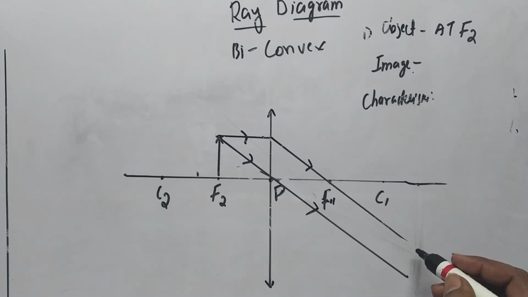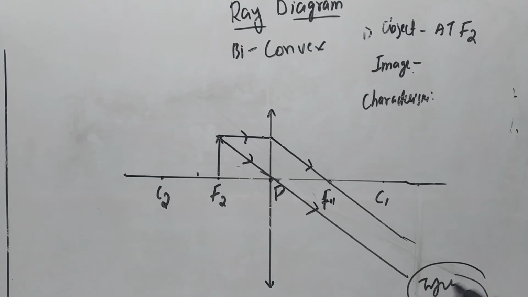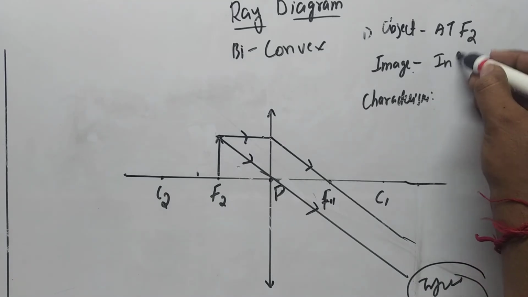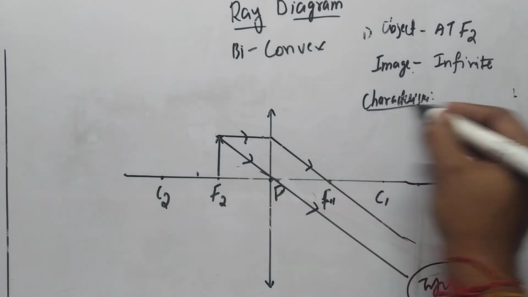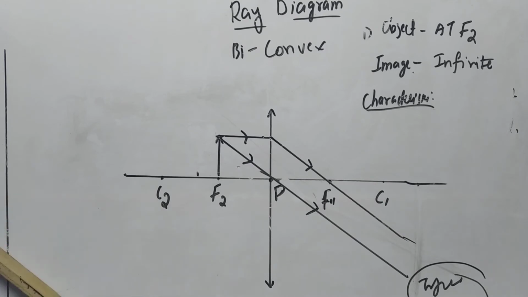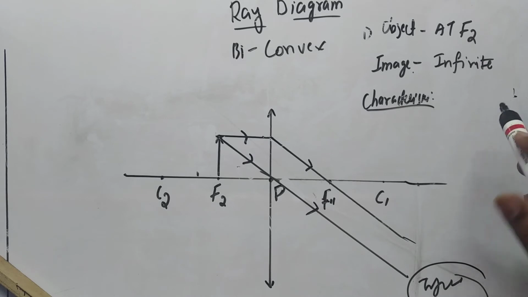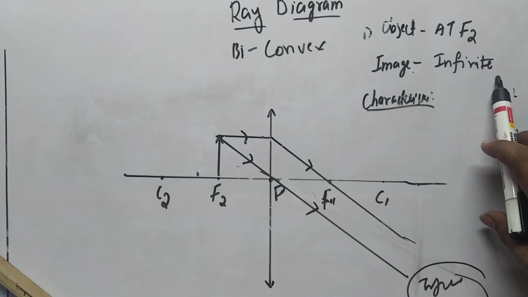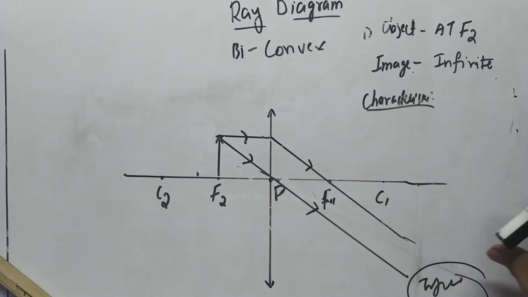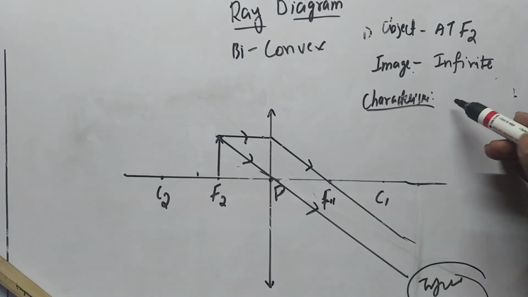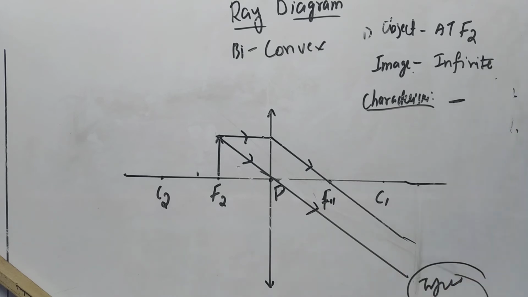We can see that if you extend them, they will intersect at infinite distance. So image will be formed at infinite. So we don't know where the image will form. So we cannot say the characteristics. So whenever we place an object at focal point, okay, the image appears at infinite. So we can see in the figure. Whenever the image is formed at infinite, we cannot discuss the nature and size. So nature and size is not discussed. We cannot tell you the characteristics.